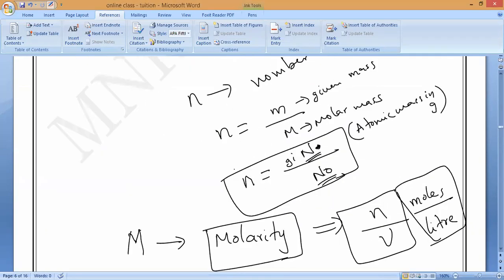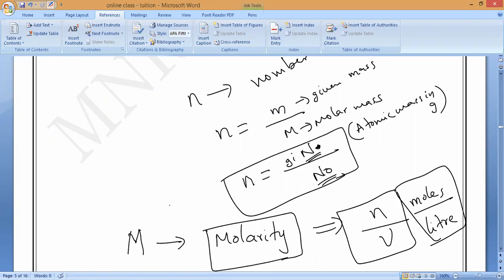So, 1 mole of HCl, the pH value is 0, and 1 mole of NaOH is how much? 13 is the pH value. Clear? Any other thing is there?